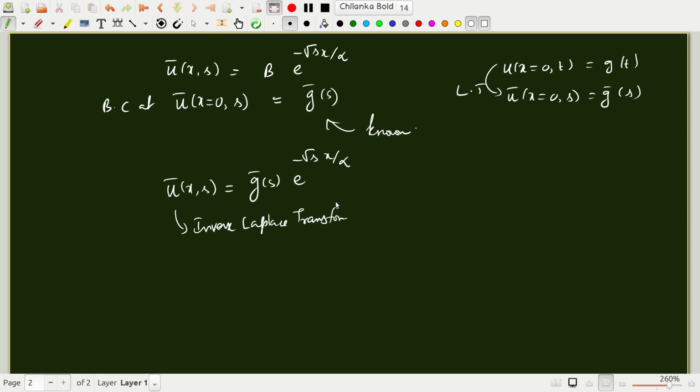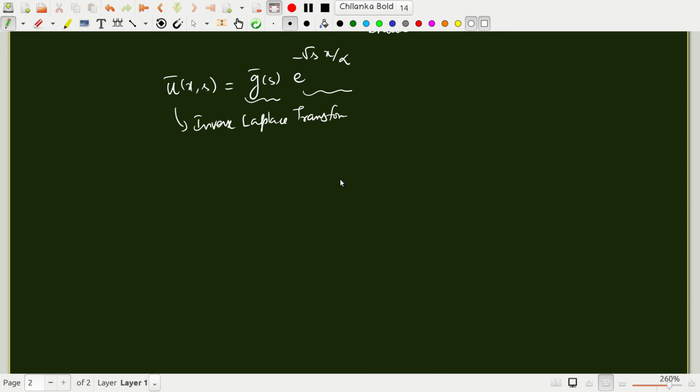Now first you should note that it's a product of two functions of s, g of s and e to the minus root s and so on. So we have to use the convolution theorem in Laplace transform, very similar to the convolution theorem of Fourier transform we discussed in the previous module. So I won't go into the detail.